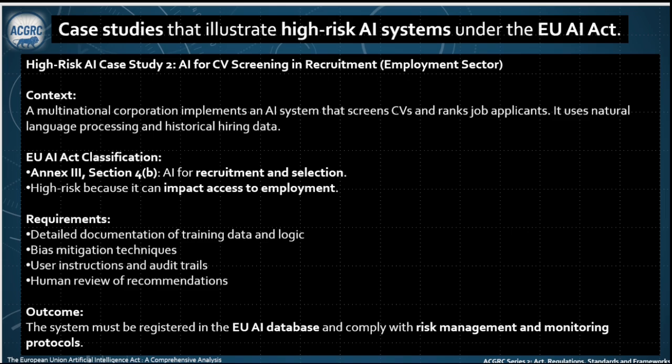The first and foremost requirement in this would be the system must be registered in the EU AI database and comply with risk management and monitoring protocol. Any relevant risk management and monitoring protocol. From a requirement perspective, as we mentioned, documentation is the key.